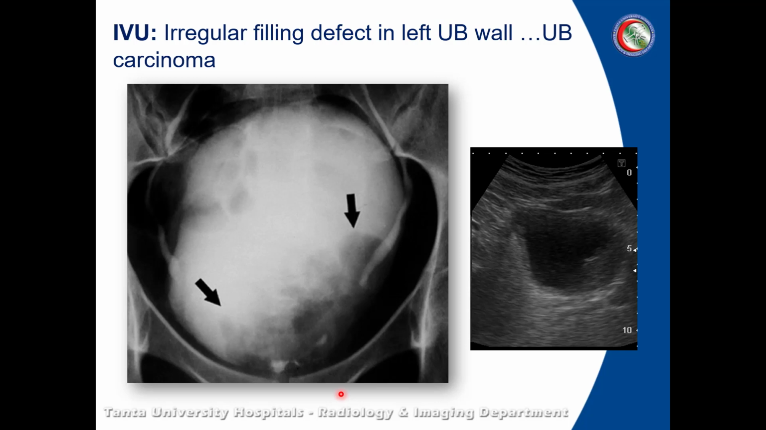Another IVU showing the urinary bladder, which must be homogeneous in density, filled with contrast, but there is a filling defect here arising from its left lateral wall and irregular in appearance, so it is malignant in nature. So the full comment is IVU showing irregular filling defect in the left lateral wall of the urinary bladder, mostly urinary bladder carcinoma. And this is the ultrasound picture of the urinary bladder mass from its left lateral wall.